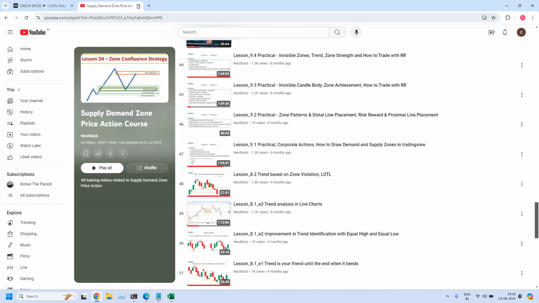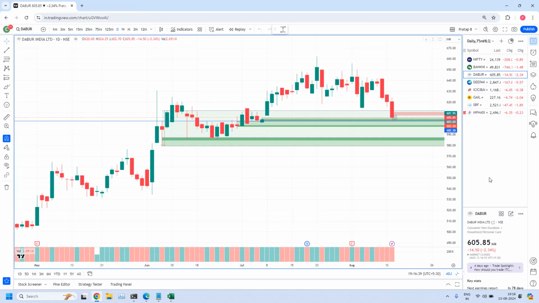Now let's get into the analysis discussion. Yesterday, end of the day, we identified six high liquidity zones from the daily and 75 minutes time frame. And we got good trades today, especially from the daily demand zones and one daily supply zone also.